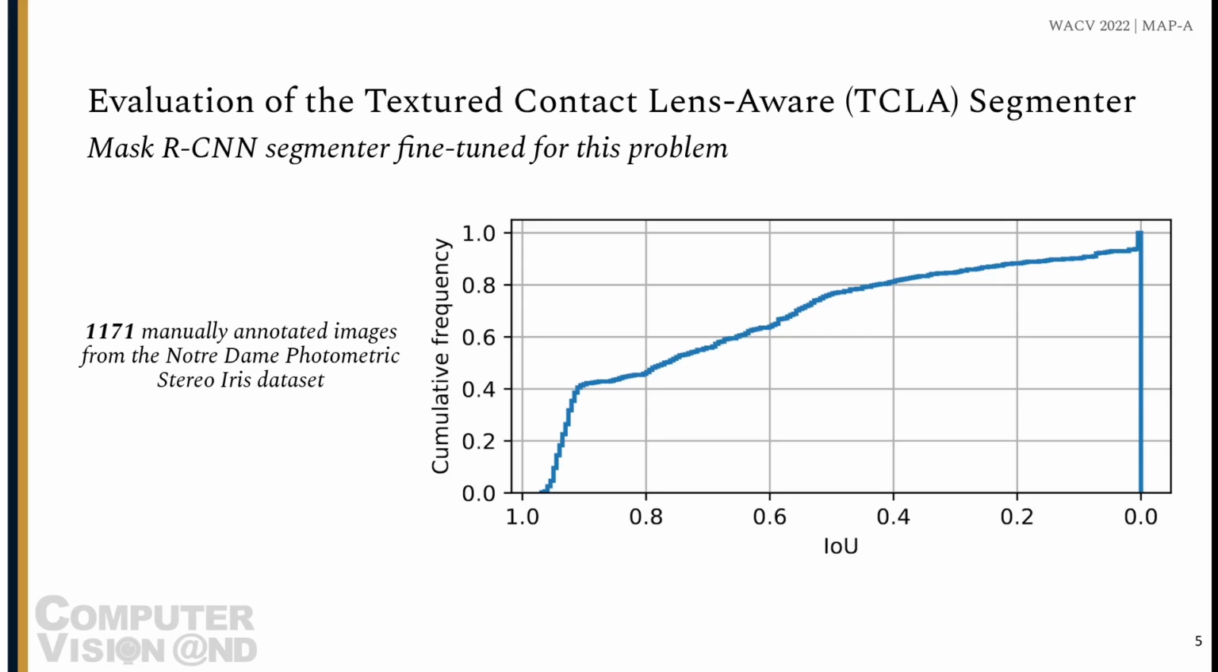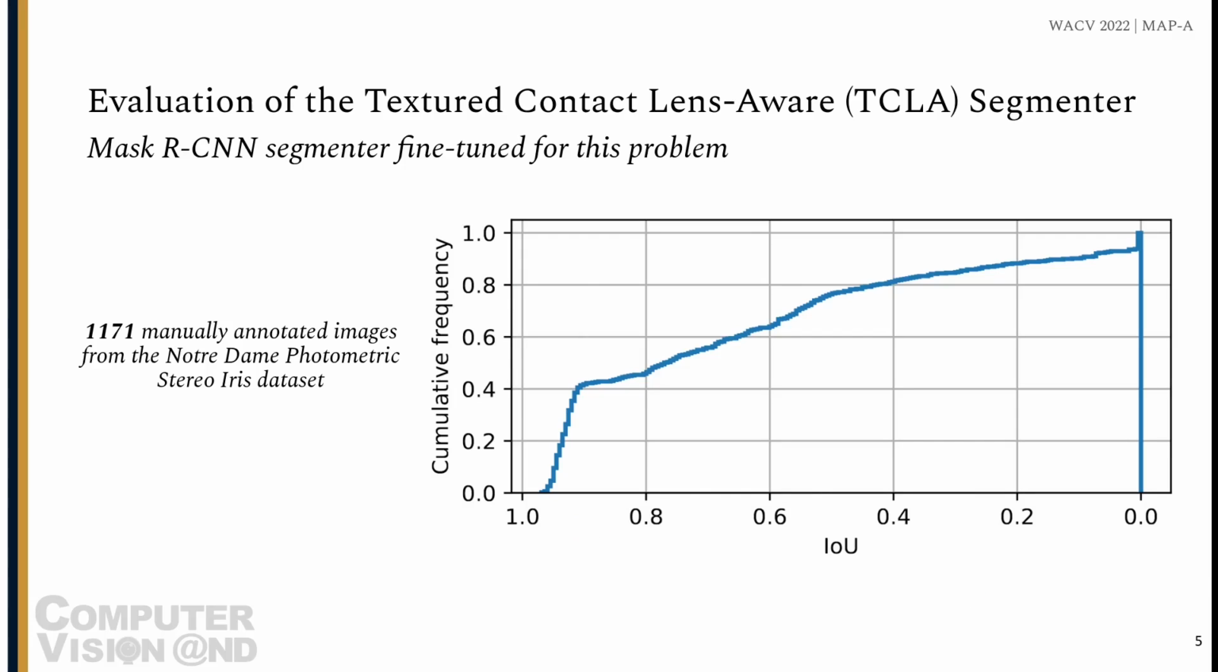This is an evaluation of the TCLA segmenter on data that was left out when training our model. It shows an intersection over union above 0.5 on nearly 3/4 of the images, with a significant part of the set with an IOU above 0.9.